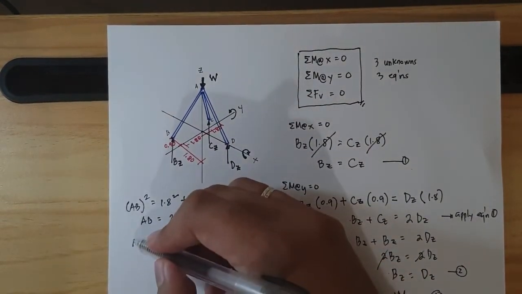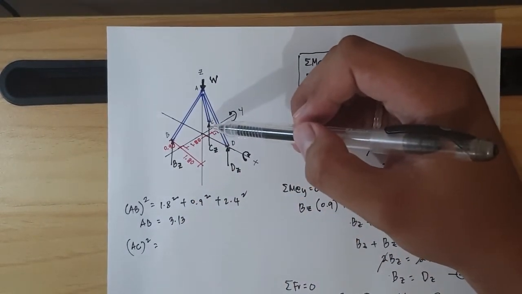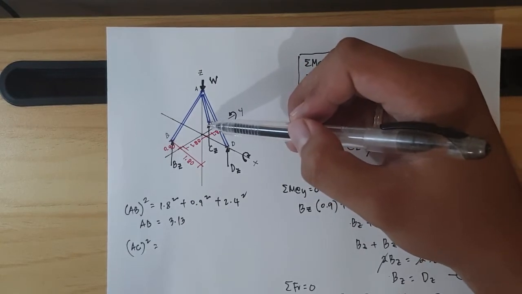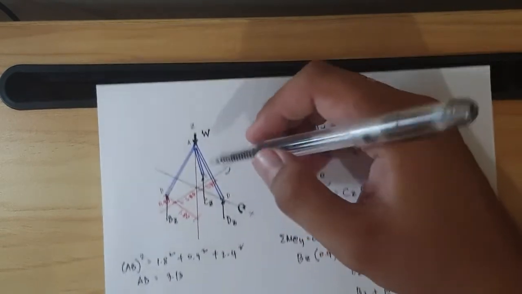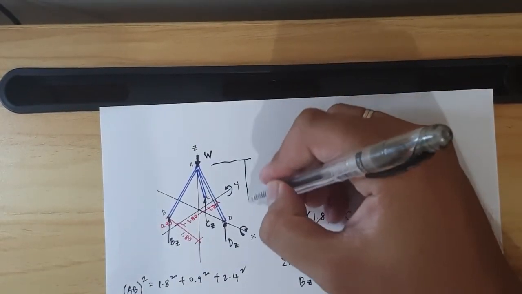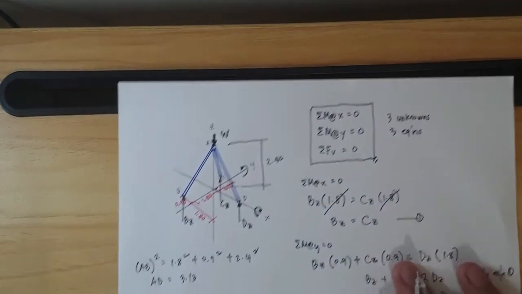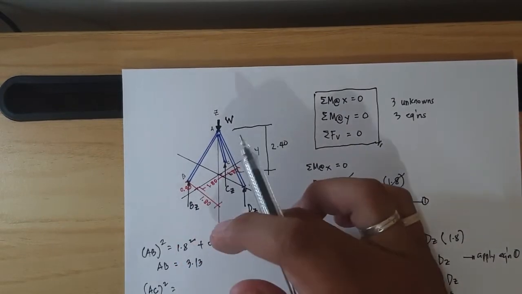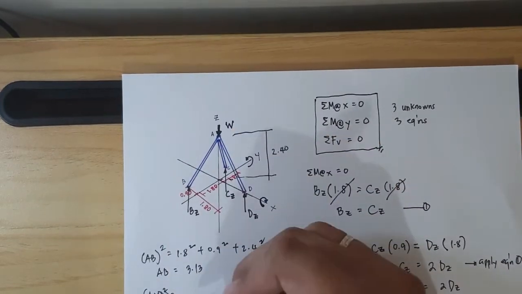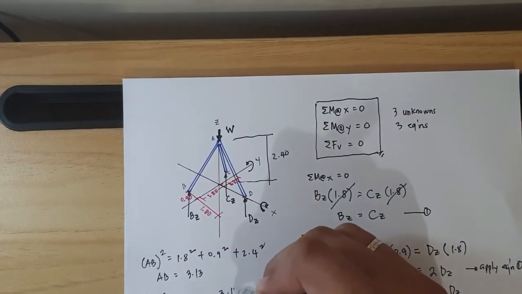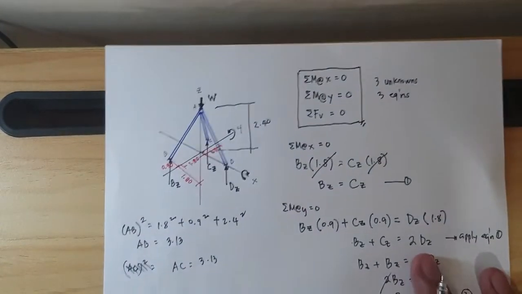Okay. For AC, squared is equal to the components, the distances of AC: 1.8 by 0.9 by 2.4, this is the height. So 1.8 by 0.9 by 2.4, we automatically compute AC is equal to 3.13, since it is the same as AB.